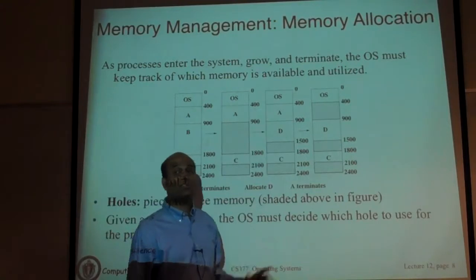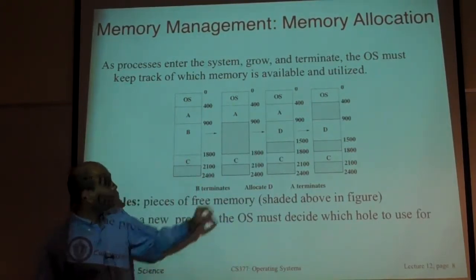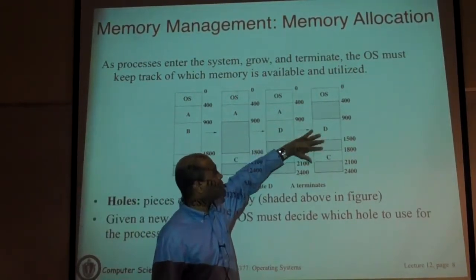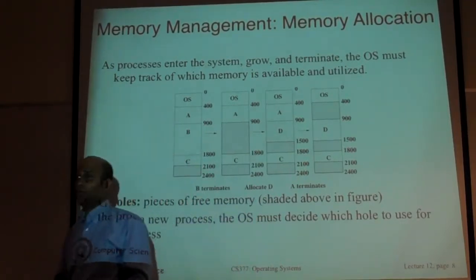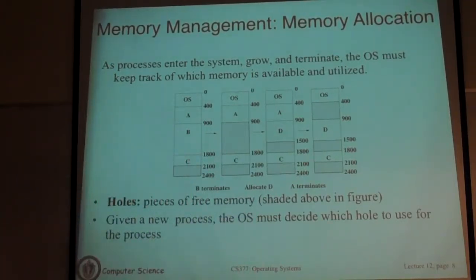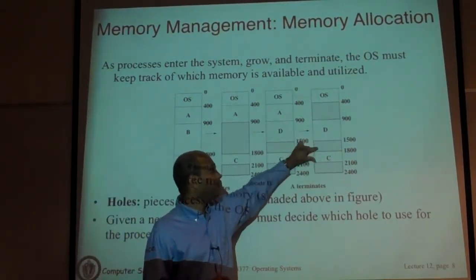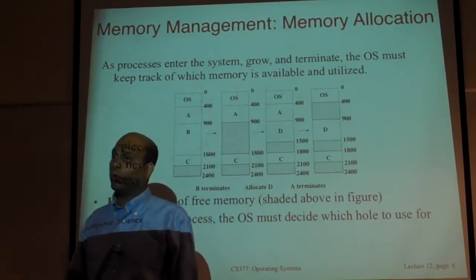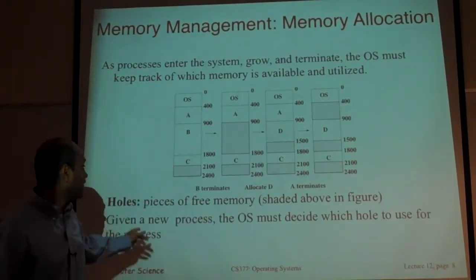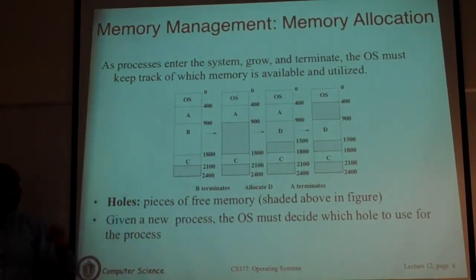Now let's assume A terminates, A is done, so that region frees up. Now you have three regions in RAM here that are available for allocation. The term that we will give to these regions that are sitting between processes and are unallocated are holes. So a hole is a region or a piece of free memory. So all the shaded pieces that you see there.